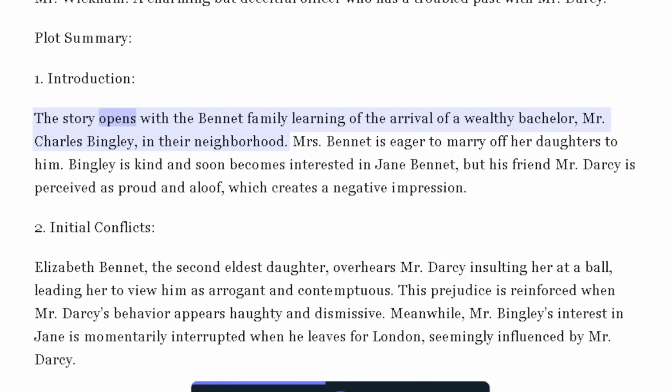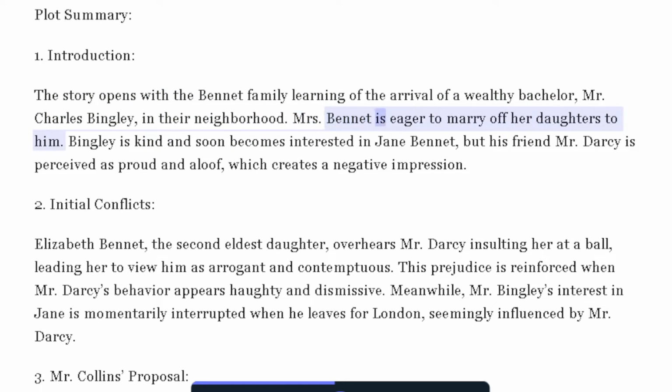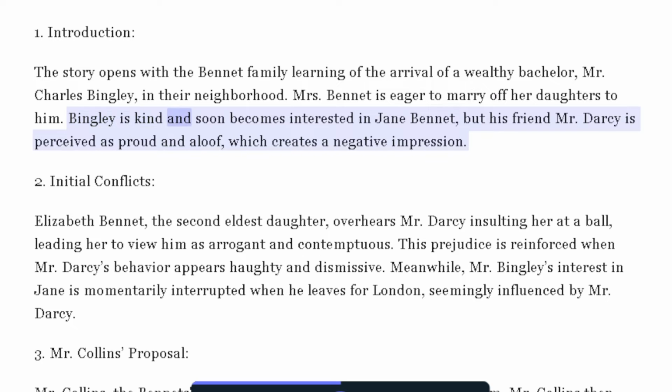The story opens with the Bennet family learning of the arrival of a wealthy bachelor, Mr. Charles Bingley, in their neighborhood. Mrs. Bennet is eager to marry off her daughters to him. Bingley is kind and soon becomes interested in Jane Bennet, but his friend Mr. Darcy is perceived as proud and aloof, which creates a negative impression.